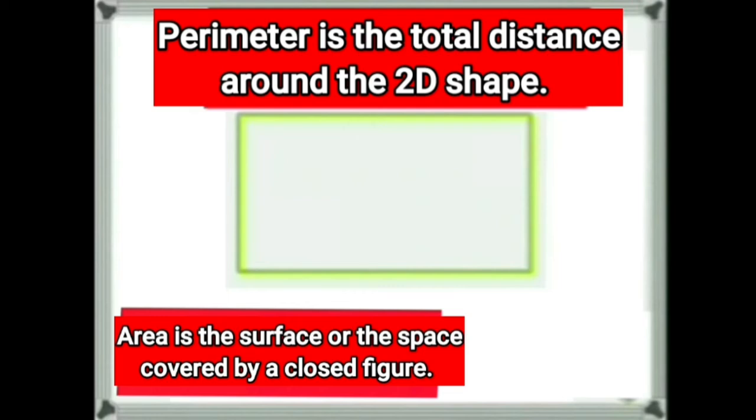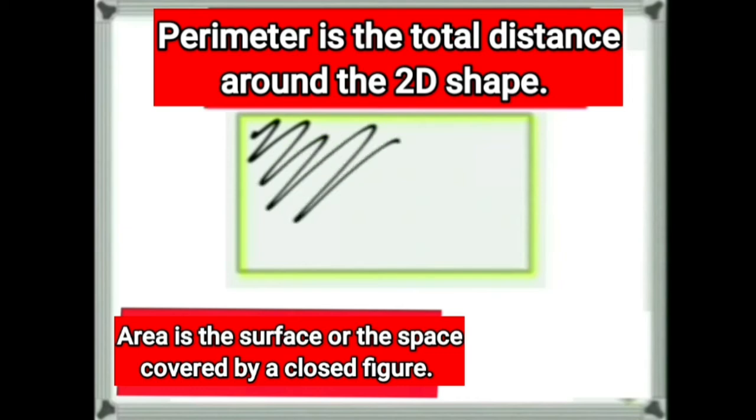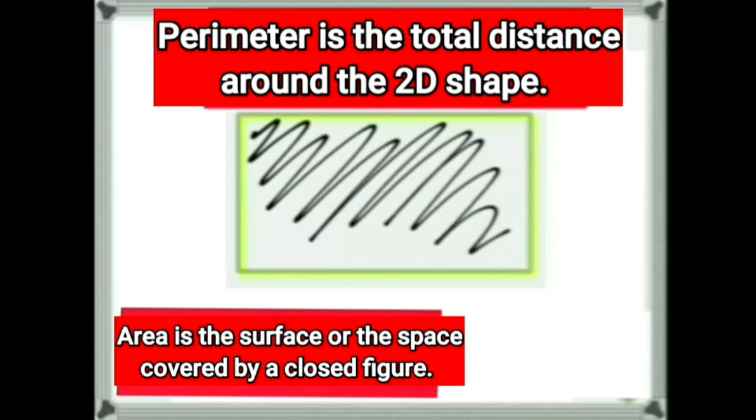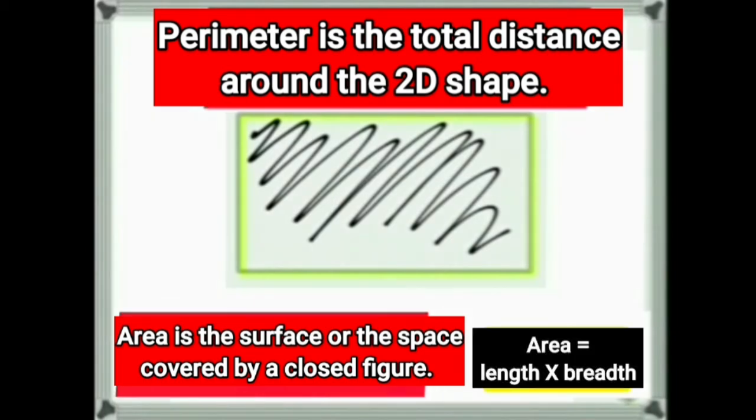Yes, it is the perimeter of this rectangle, whereas area is the surface or the space covered by a closed figure. To find the area of a closed figure, we will color it. Yes, the colored part which is visible is its area. To find the area of a rectangle, we multiply its length and breadth.